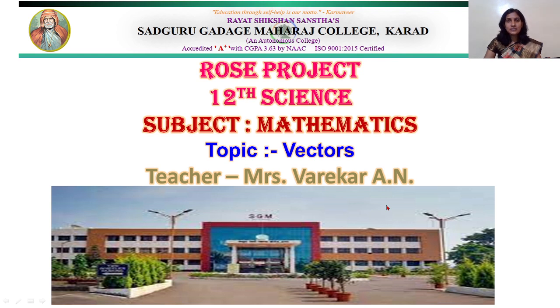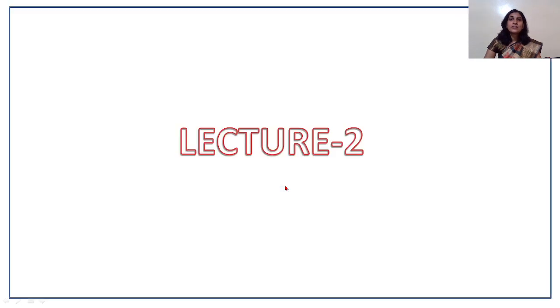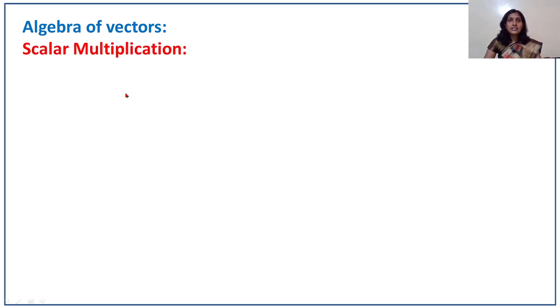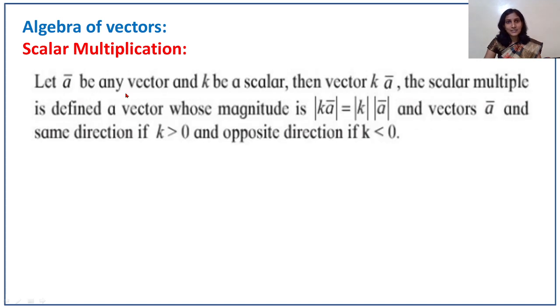In the last lecture, we studied how to represent a vector and how to find the magnitude of a vector. Now, this is lecture two. In this lecture, the first point is algebra of vectors, that is scalar multiplication. How do we multiply a vector by a scalar?